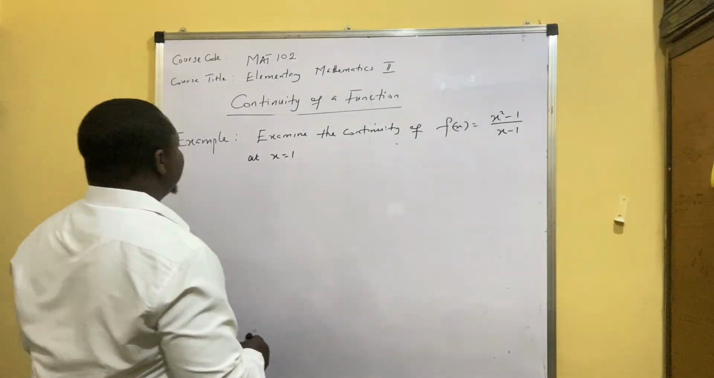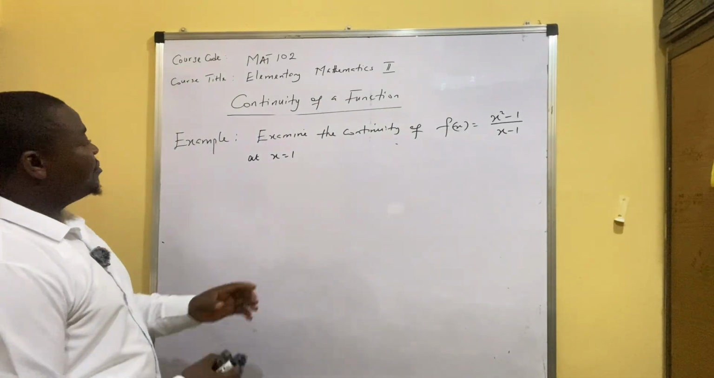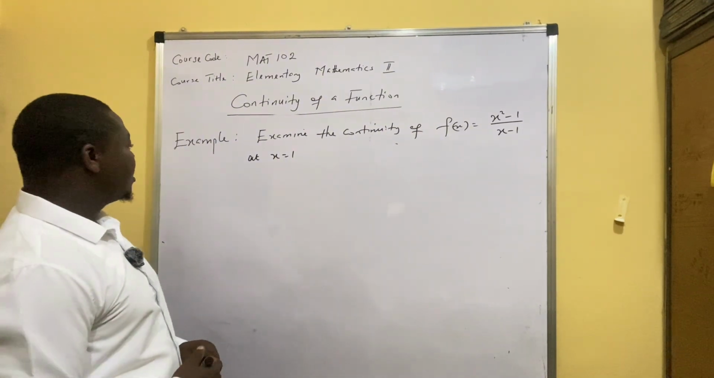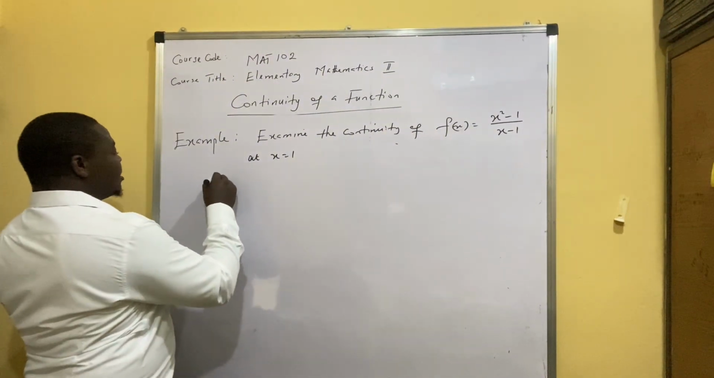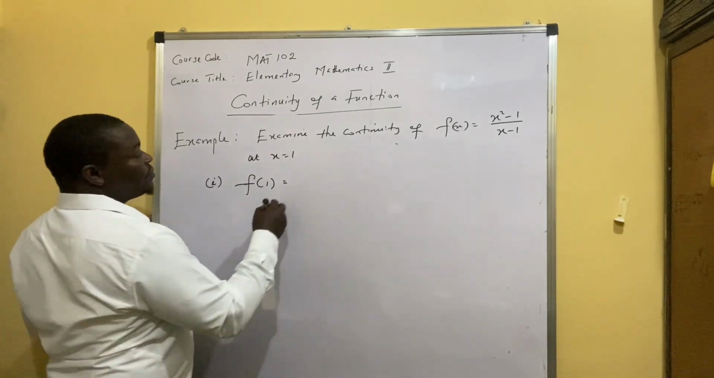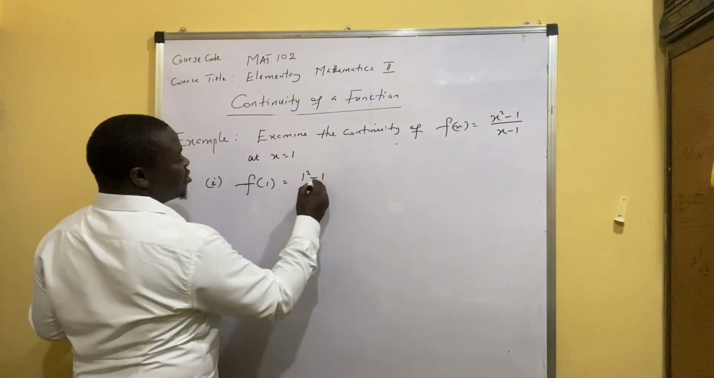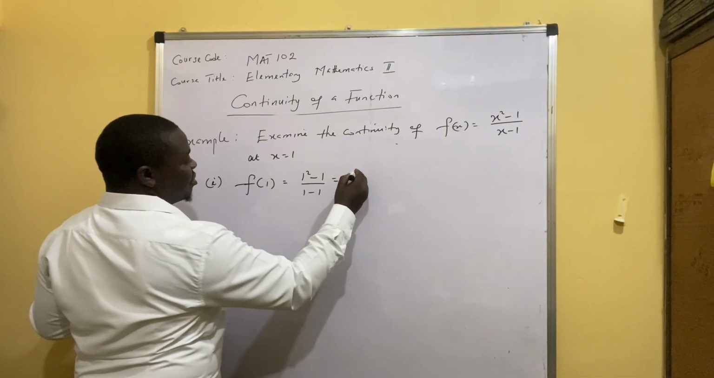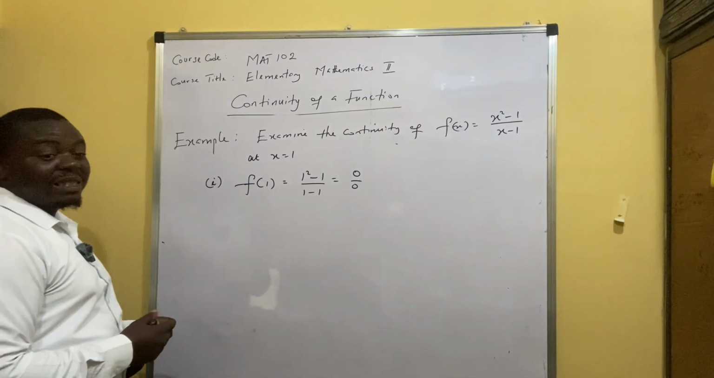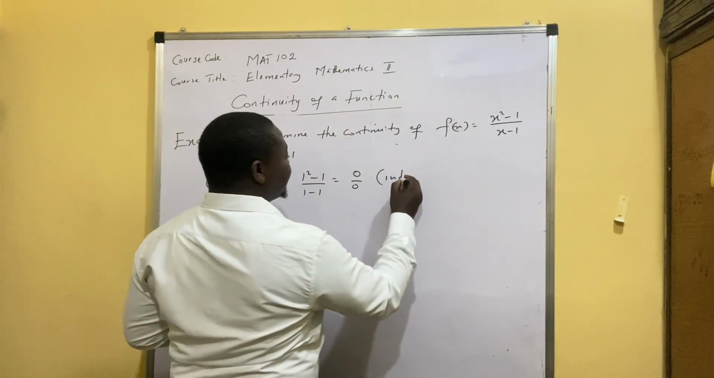Okay. So let's look at this example here. Examine the continuity of f of x equals x squared minus 1 over x minus 1. So what's the first thing we do? Let's quickly check the first property. We want to check f of 1. If we check f of 1, we're going to have 1 squared minus 1 over 1 minus 1, which is equal to 0 over 0. So this is 0 over 0, which is what? Indeterminate. We say that this one is indeterminate.